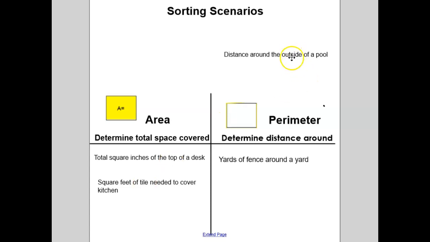What about the last scenario, the distance around the outside of a pool? Yes, that is a perimeter problem because it says distance around the outside of a pool. It's not asking for the total space taken up by the pool. It's only asking for the distance around the perimeter of the pool or the outside.